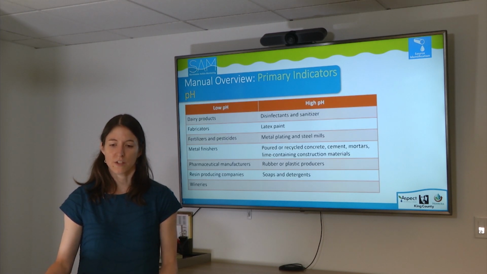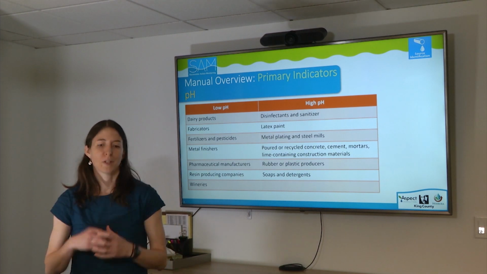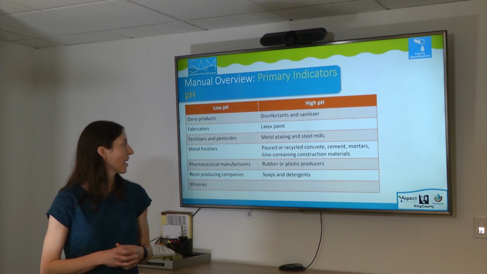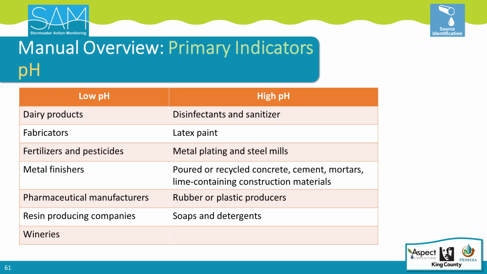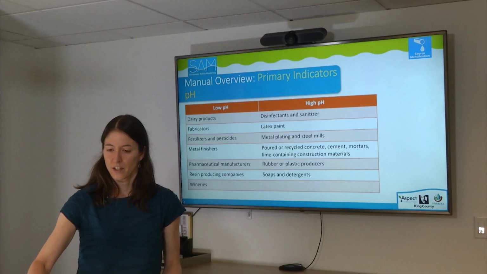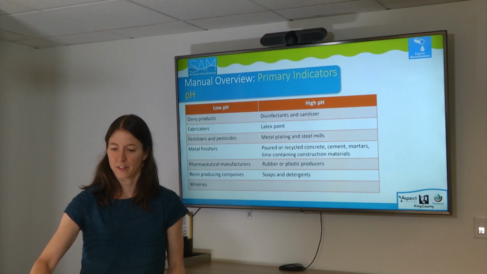And along with that, here's just a summary that I showed a few slides back, but it was a little bit smaller. So here's looking at low pH. That could be dairy products, fertilizers and pesticides, wineries. High pH could be things like latex paint, metal plating, poured or recycled concrete. That's one you'll see pretty commonly with construction sites, and soaps and detergents as well.